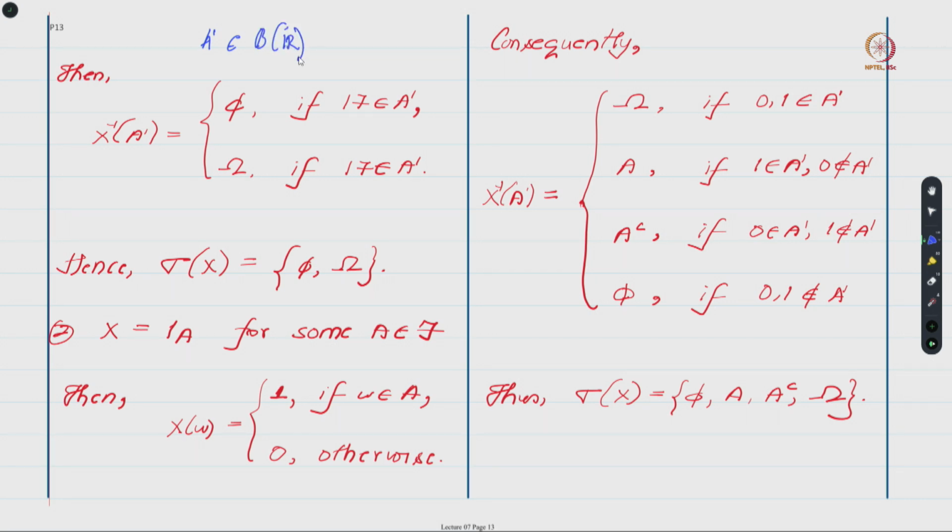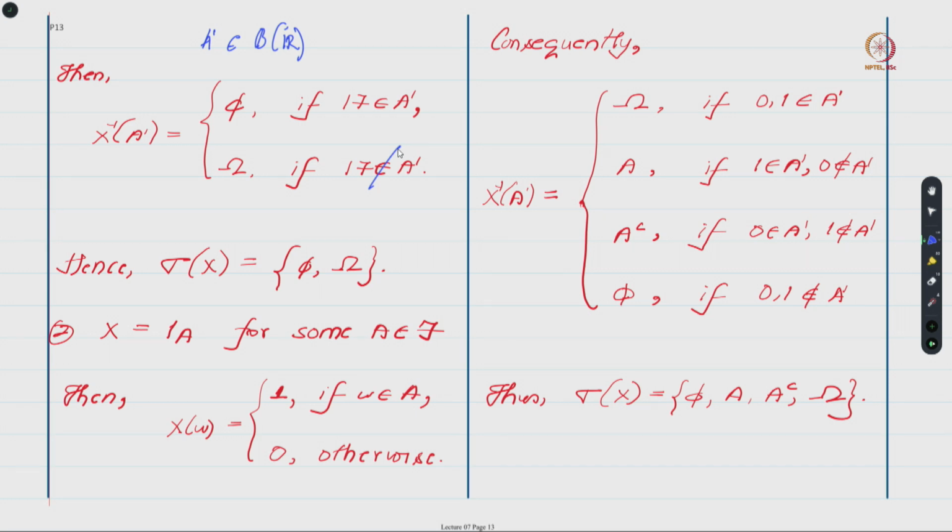Okay, and then I have to look at X inverse of A prime, right? Now whatever this Borel sigma is, whatever this A prime is, either 17 belongs to A prime or 17 does not belong to A prime. Okay, so I have made a typo over here. So either 17 belongs to A prime or 17 does not belong to A prime.